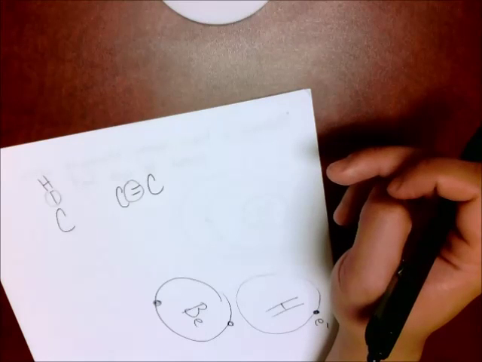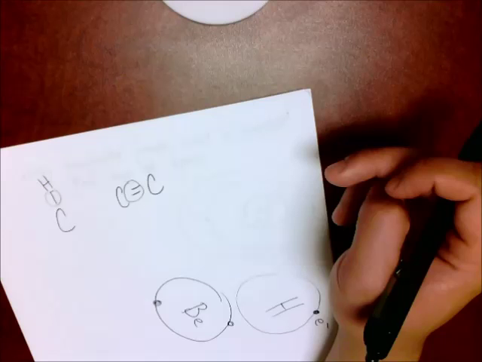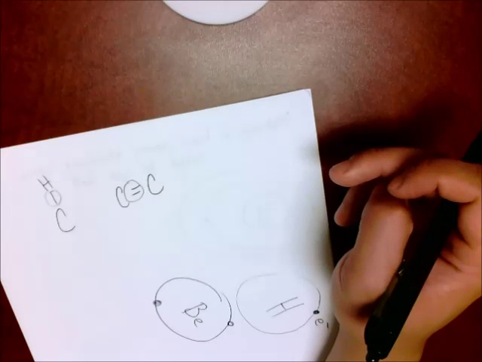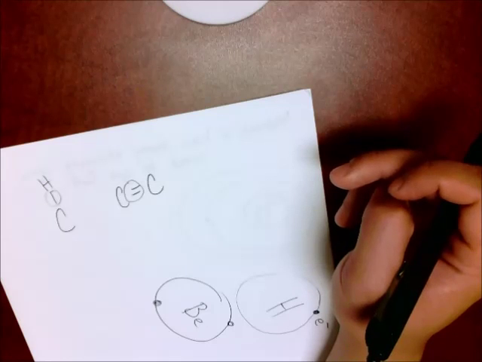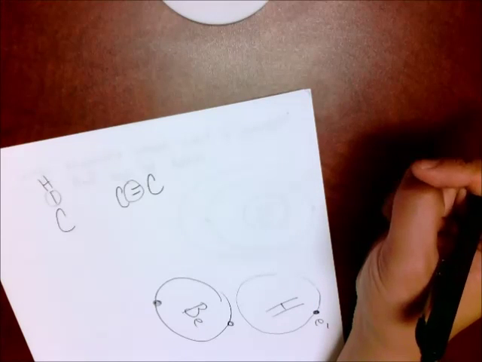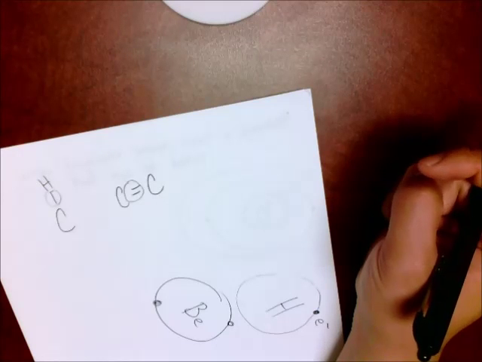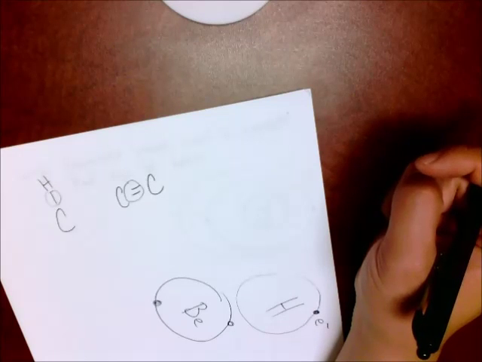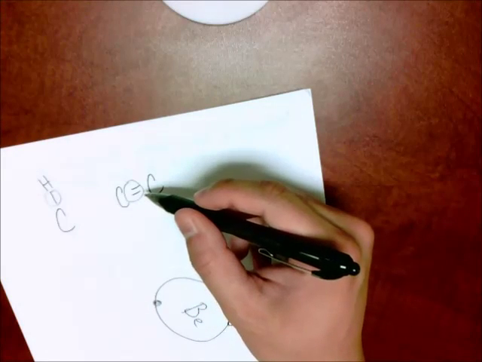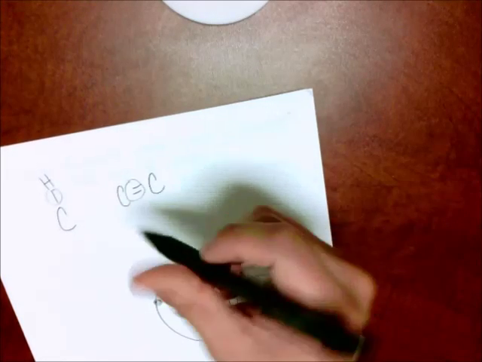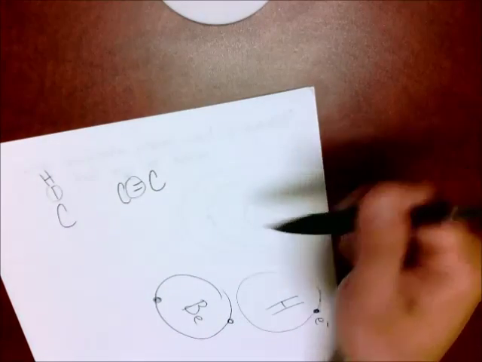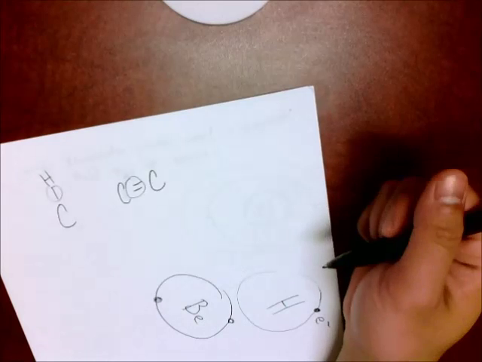Let's take a look at page... No, let's stick with page 8 for now. Sorry about that. The more bonds you have, the stronger your bond is. So this double bond, these 2 bonds, is stronger than a single bond. A triple bond would be stronger than both of these 2.